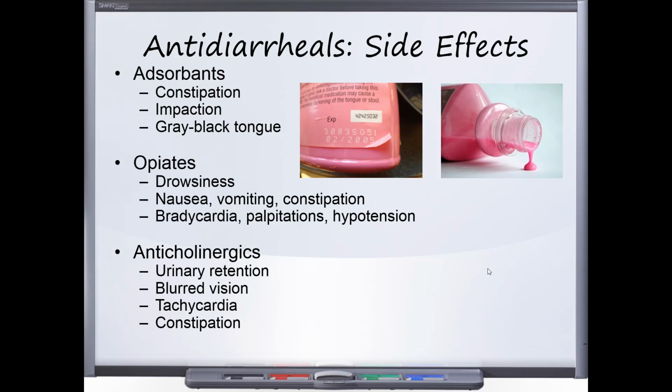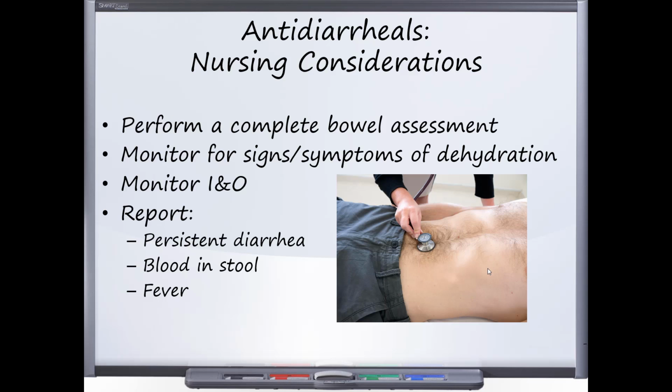So, side effects of the different medications are listed on your slide. You should be familiar with the side effects of the opioids and the anticholinergics already from previous units. So again, when we look at the antidiarrheals, it's really important for the nurses to perform a complete bowel assessment, and then also gather history of this. Finding out how often the patient's having diarrhea, how long they've had it, the severity of it, any precipitating factors, and then observing for any blood in the stool and fever along with the diarrhea.